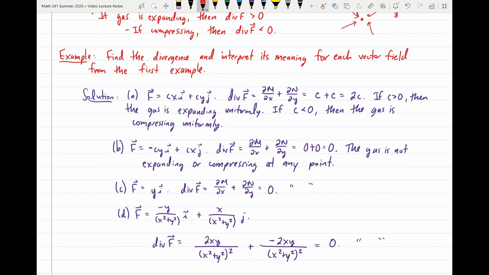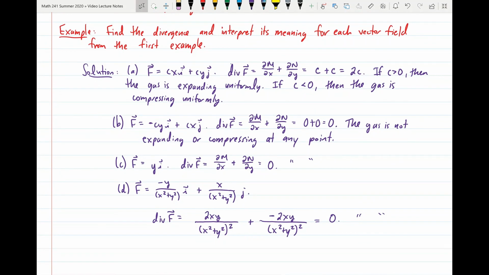So I think when I introduced this vector field in the previous example, I said when C is greater than 1, then it will be expanding, and when it's less than 1, it will be compressing, but that's not true. That was a mistake. If C is greater than 0, then the gas is expanding uniformly, and if C is less than 0, then the gas is compressing uniformly. Hence why we called it universal expansion or compression, I think, when it was introduced.